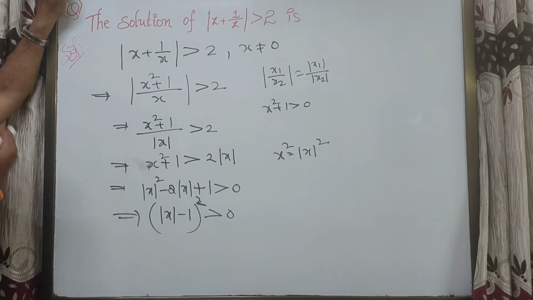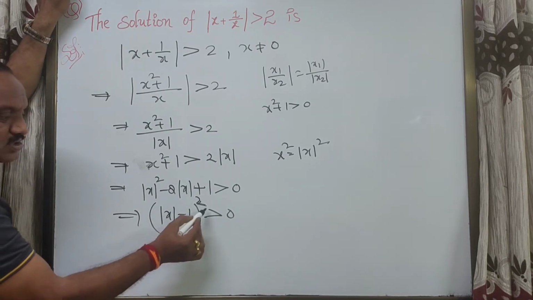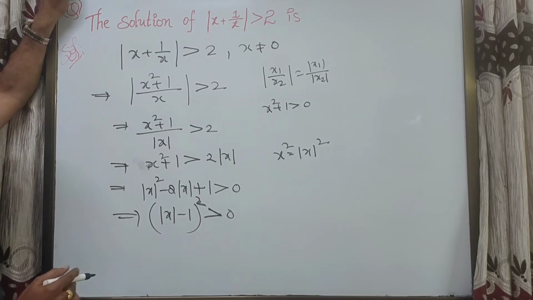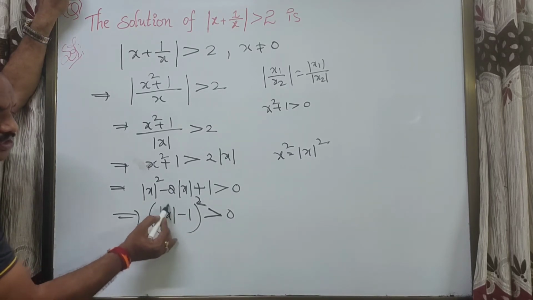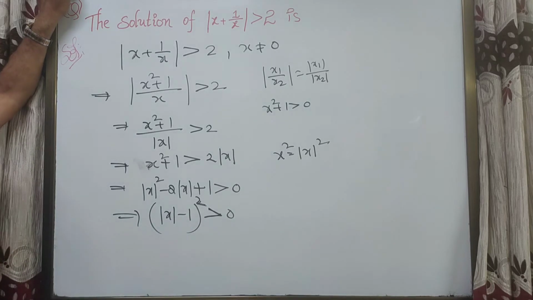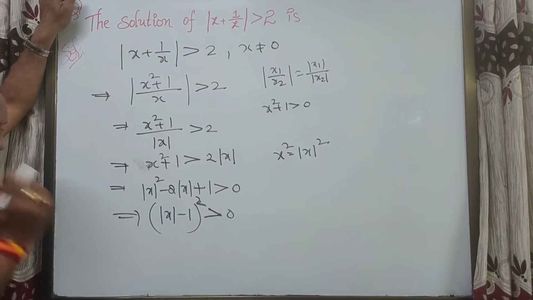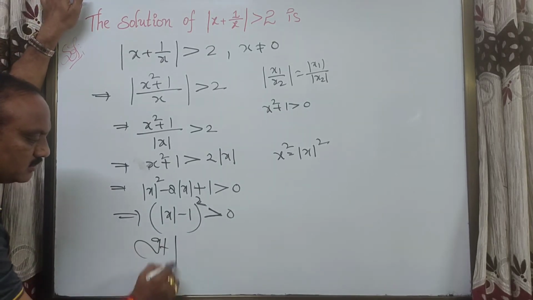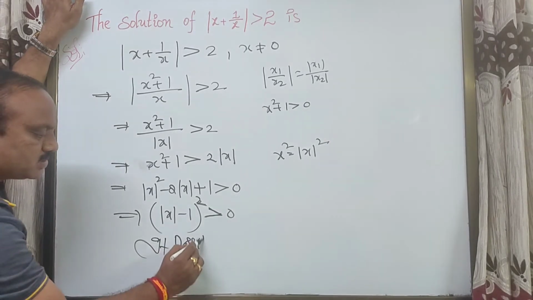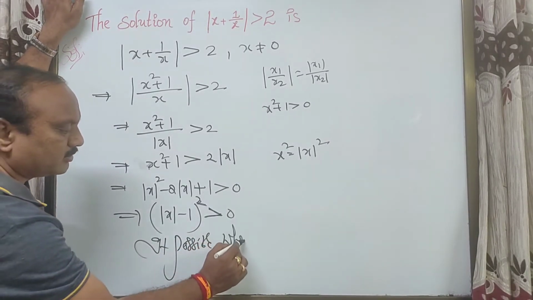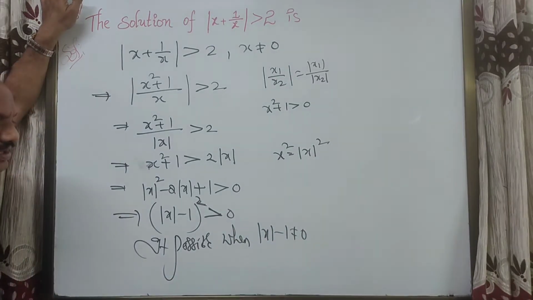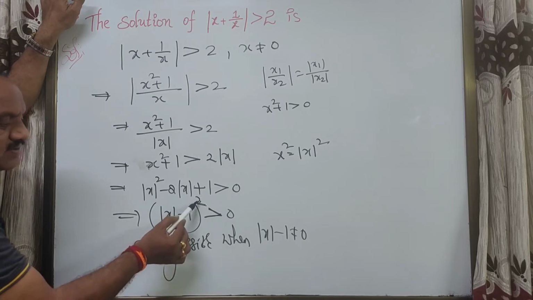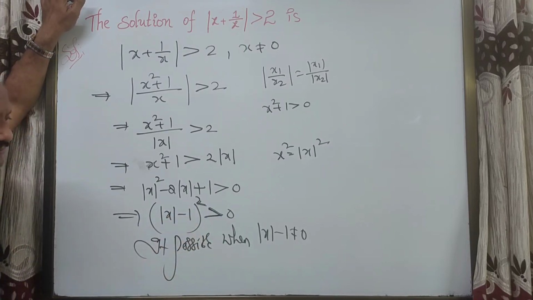Students, a whole square is always positive, greater than 0, no doubt at all. But when mod x equals 1, it becomes 0, and 0 greater than 0 is not possible. So it is possible when mod x minus 1 is not equal to 0. In other cases, it is some value with a square, definitely greater than 0.